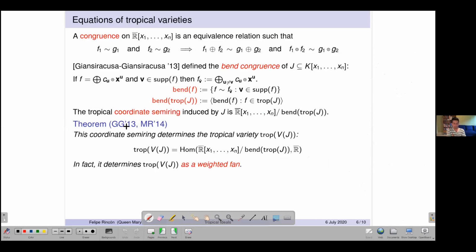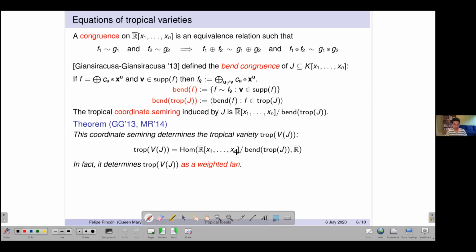What are nice properties? What are nice things about this coordinate semiring? Well, for example, this semiring determines the tropical variety, the tropicalization of your variety, in a very simple way, very much in analogy to what you have in the classical case. If you just take the collection of homomorphisms from your coordinate semiring into the tropical numbers, so these are semiring homomorphisms, that is in bijection with the points in your variety, with the actual points.